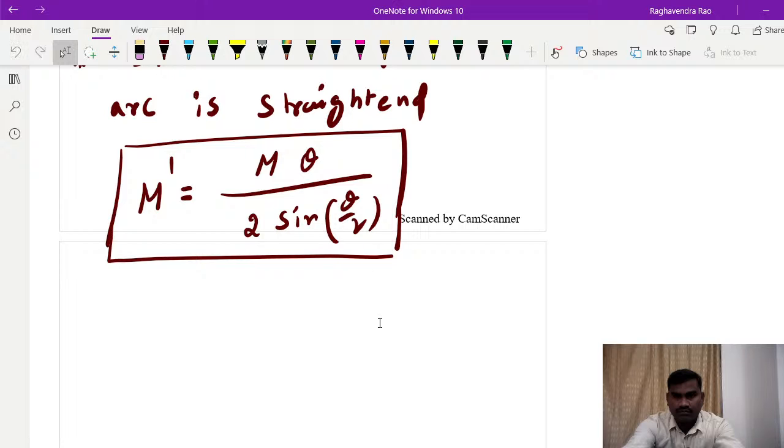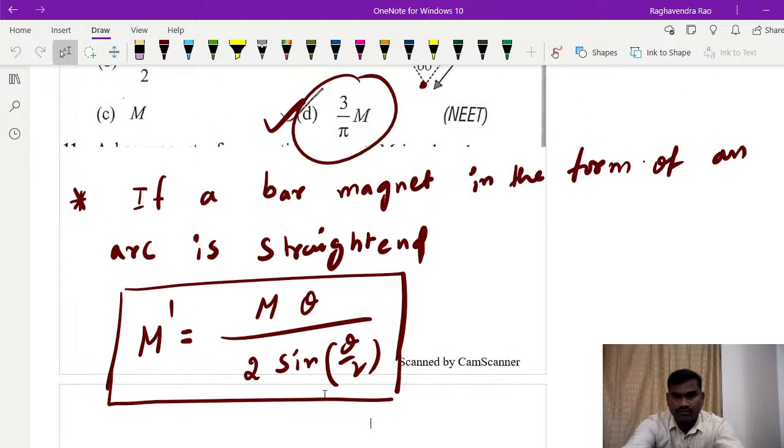When a bent magnet is straightened, then to calculate the magnetic moment of that straightened part of the magnetic dipole, we can use this formula, that is m dash is equal to m theta by 2 into sine theta by 2, where theta must be in radian. Okay, you note this point.